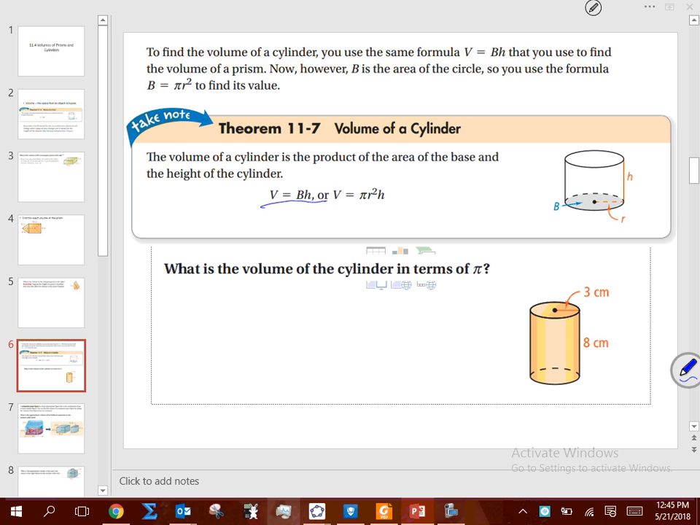Yeah, it's always going to be pi r squared because the base is always a circle. So pi r squared h a lot of times is the formula that you get for volume of a cylinder. But the derivation of that is the same idea as being able to stack a bunch of those circles, pi r squared, on top of one another, and then adding all those up, which is essentially multiplying by h.